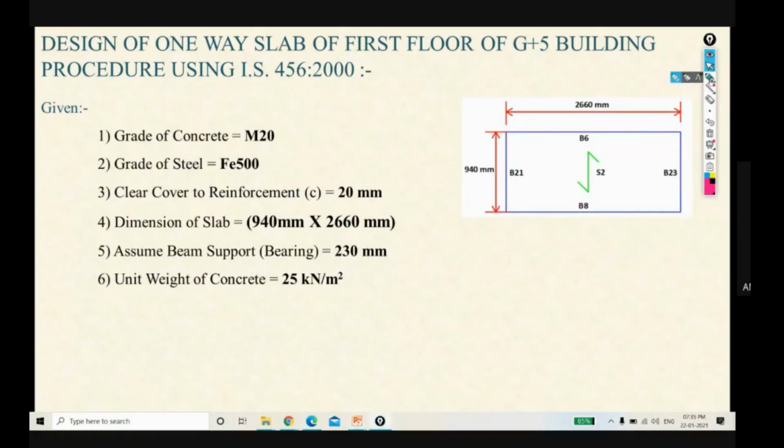Okay. Then next, unit weight of concrete. Generally, for calculating the self weight we require the unit weight of concrete. So the unit weight of concrete for RCC is 25 kilonewton per meter cube. Now these are the given data for this numerical.